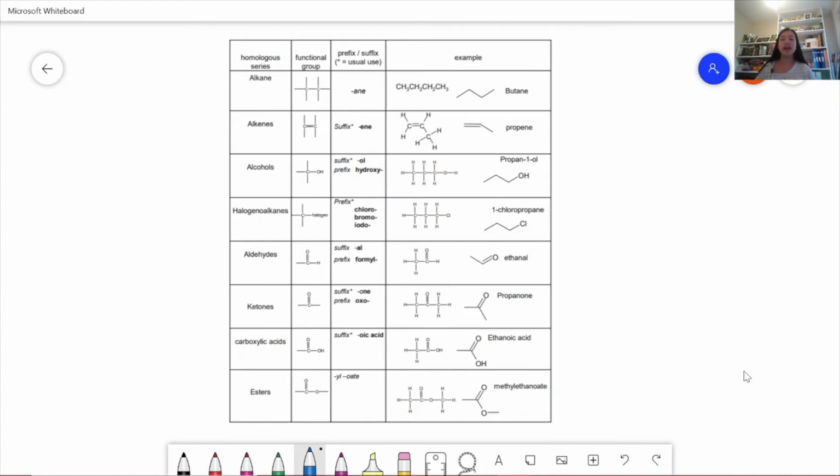So this is a general table of how we name our different functional groups. So at the top we have alkane, and they usually always end in ane. And so here we have 4 carbons in the example, so we call it butane. And then we have alkenes, which end in -ene, and because in the example we've got 3 carbons, we call this propene.